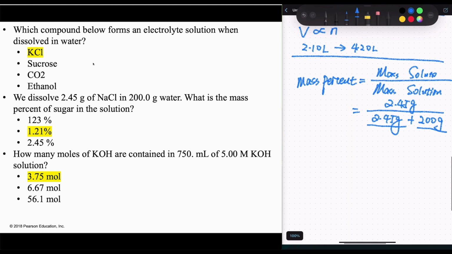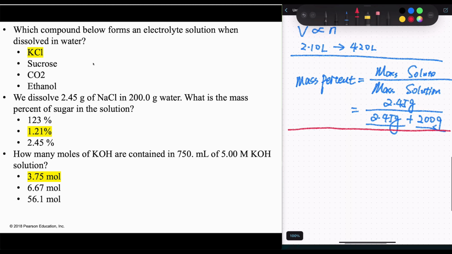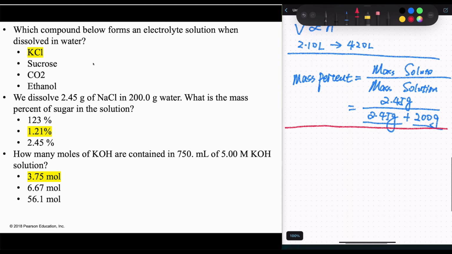This question is asking how many moles of potassium hydroxide are contained in 750 milliliter of 5 molar potassium hydroxide solution. Okay, we know the molarity equals the amount of the solute over the volume of the solution. So the amount of the solute will be molarity multiplied by the volume of the solution.